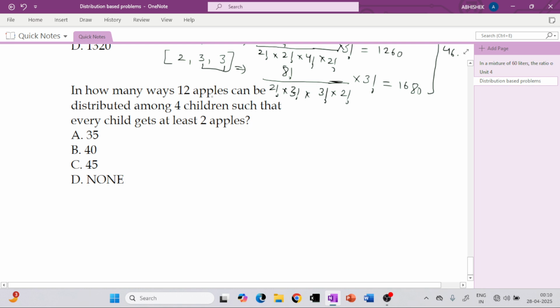In how many ways can 12 apples be distributed among 4 children such that every child gets at least 2 apples? So in this case they are not saying different apples. So we have to assume that all the 12 apples are identical. All the 12 apples are identical.